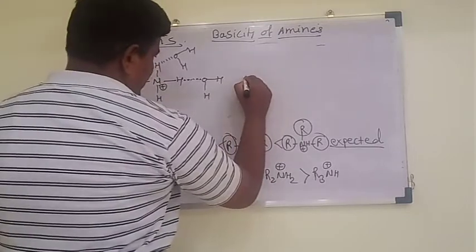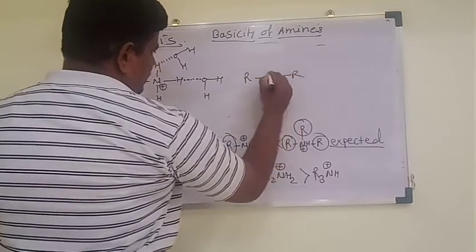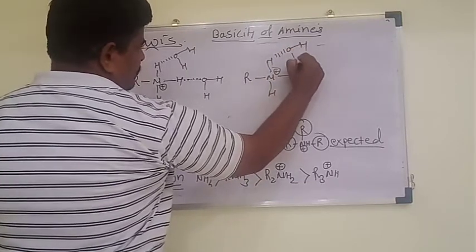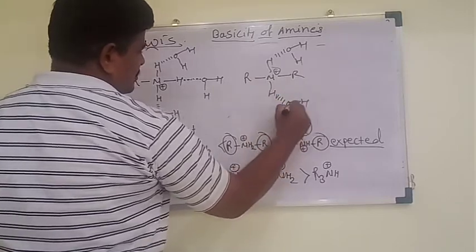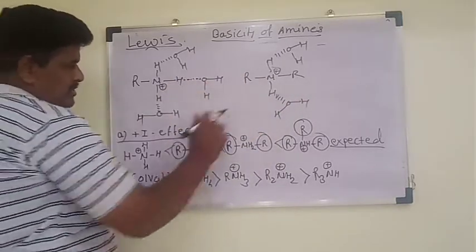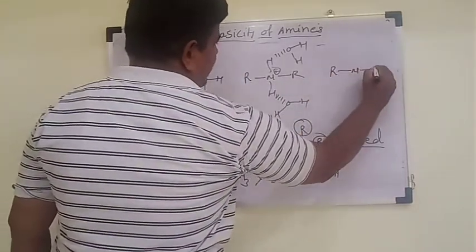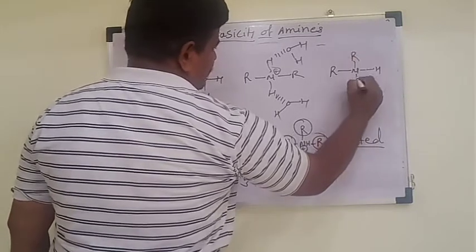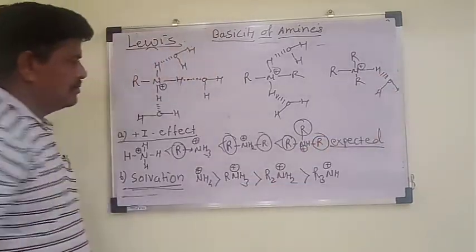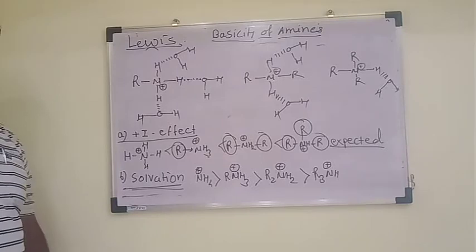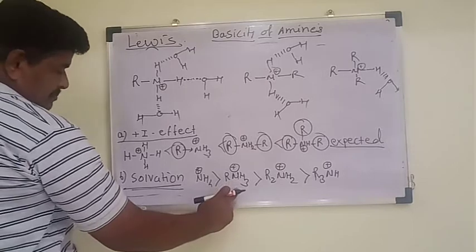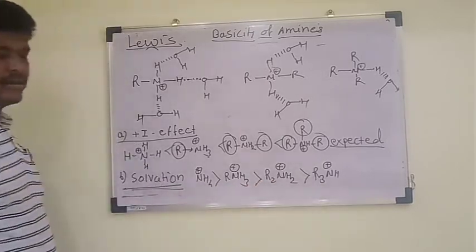Then consider secondary amine, R2NH2+. This is again stabilized by intermolecular hydrogen bonding with water, but it is less stable as compared to this by solvation. Again for tertiary amine, the conjugate acid of tertiary amine has only one hydrogen, so it is solvated by only one molecule. So according to solvation, we can say that the conjugate acid of ammonia is more solvated than primary amine, then secondary amine, and then tertiary amine.